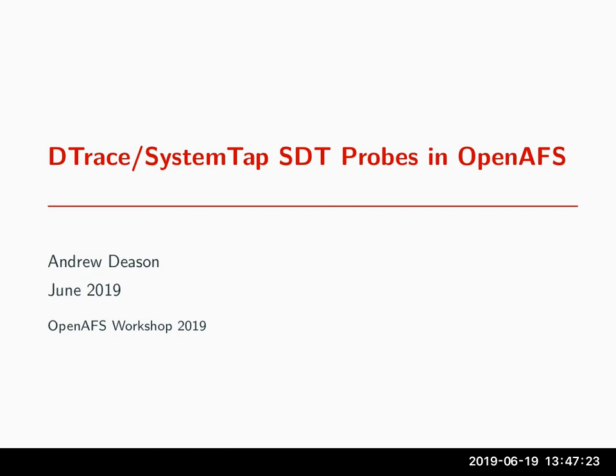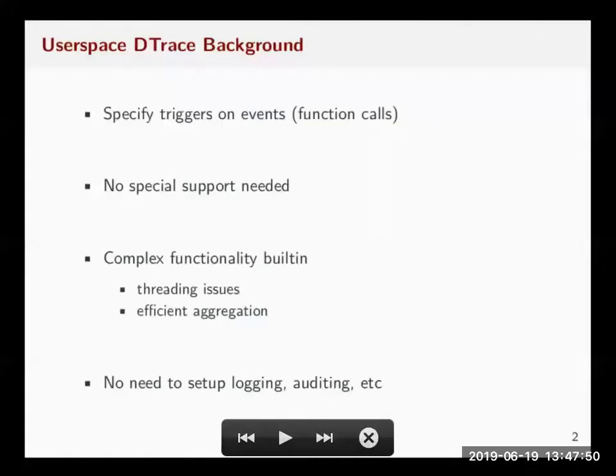DTrace is very similar. In this talk, I'm going to be talking about the user space applications of DTrace. So in general, there are certain events that happen, and we specify certain things that get triggered when those probes are triggered. In this case, we're primarily concerned about function calls. So when a certain function is called, you record some information, print out some stuff, do something.